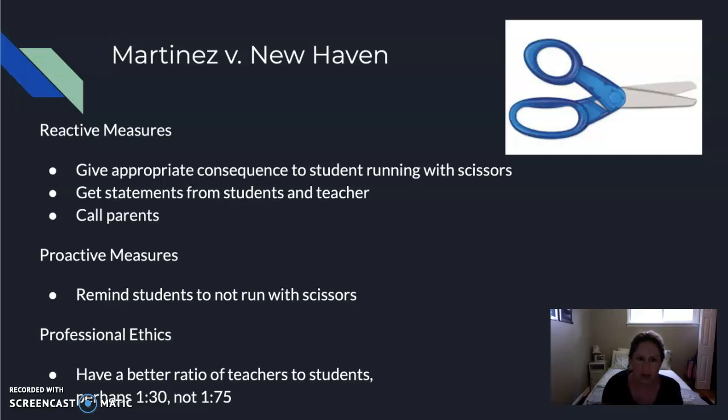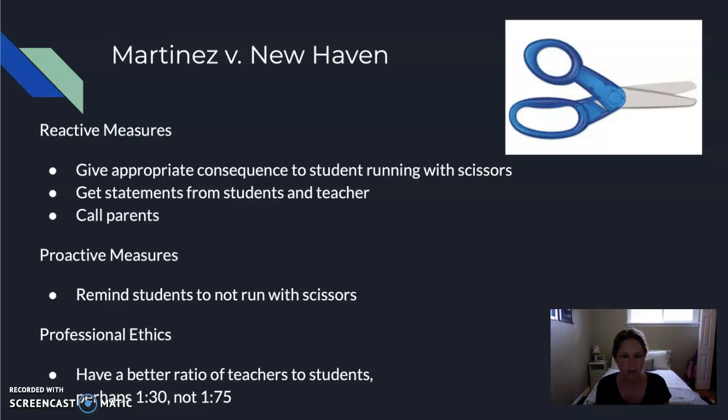So, some reactive measures. I think first, give appropriate consequences to the student running with scissors. She should not have been doing that. So perhaps, a timeout or a talking to or something. Definitely get statements from students and teacher who saw the instance, and call parents. Again, communication cannot be reiterated enough.